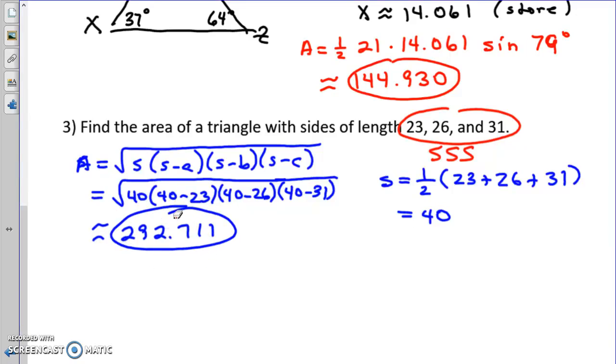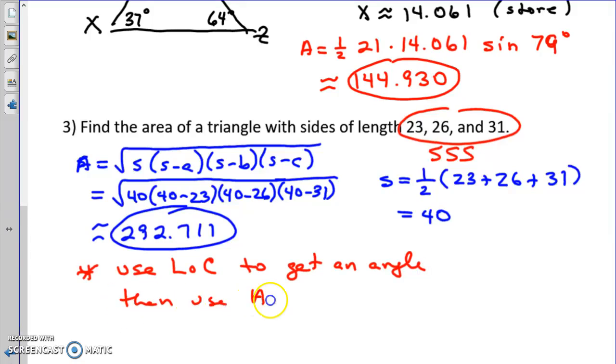A note on this one, should you forget to use Heron's formula, then we can use law of cosines instead to get an angle, and then use our area formula. Area is 1/2 times A times B times the sine of the included angle.